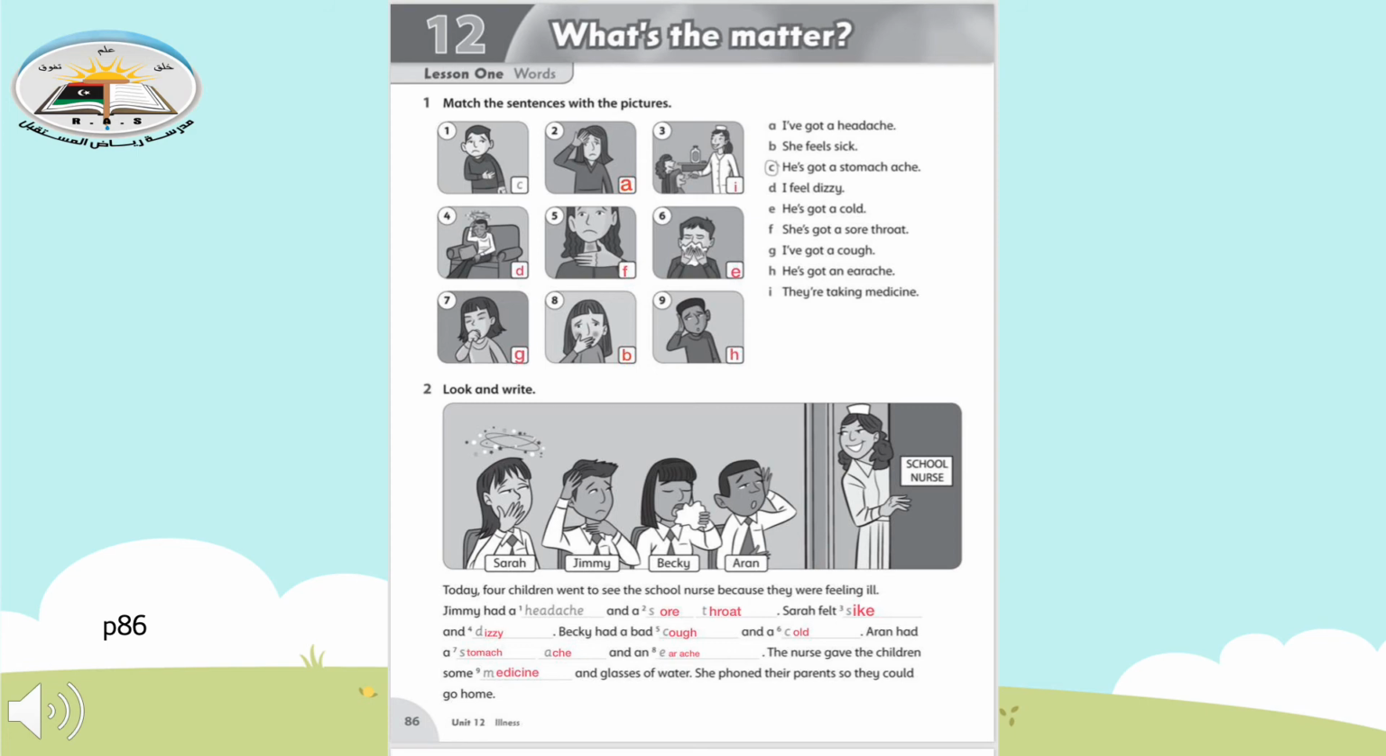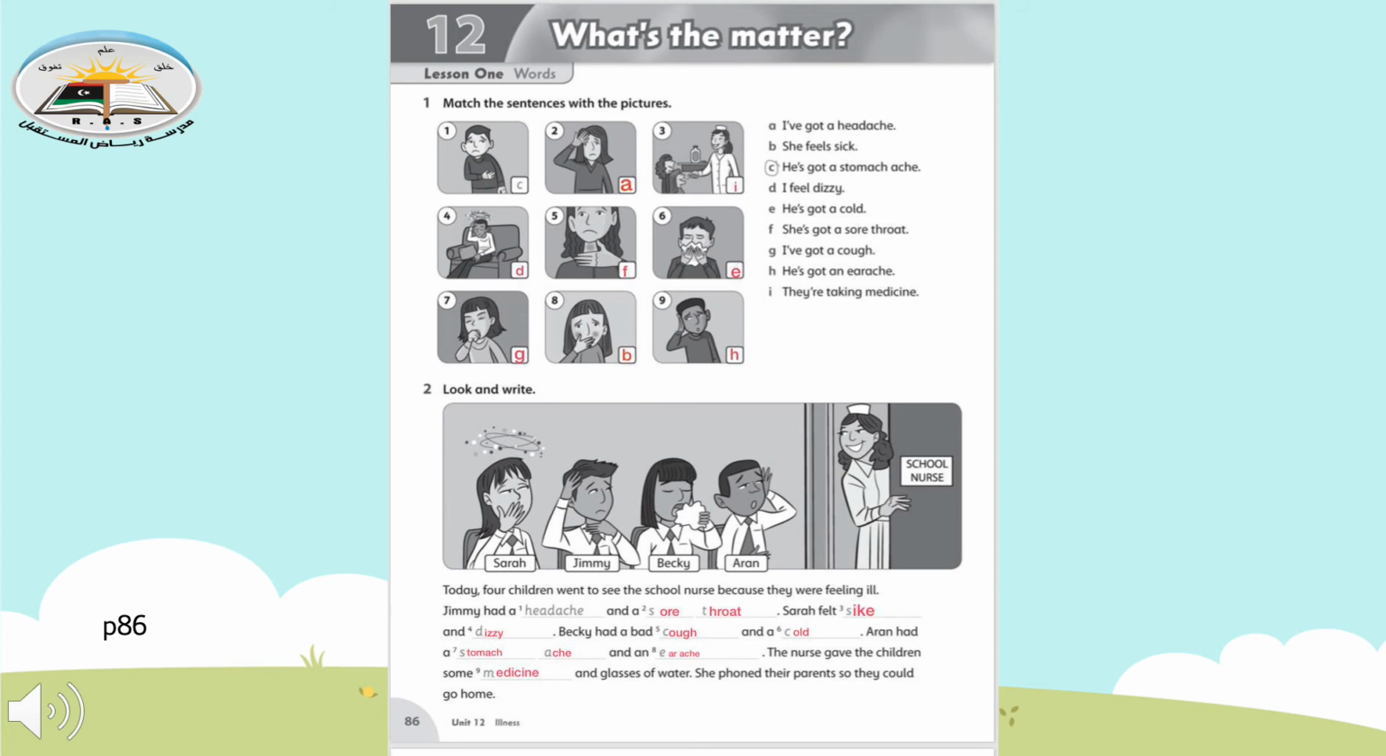Now, picture number 1 matches with C. He has got a stomach ache. Picture number 2 matches with A. She has got a headache. Picture number 3 matches with I. They are taking medicine. Picture number 4 matches with D. I feel dizzy.